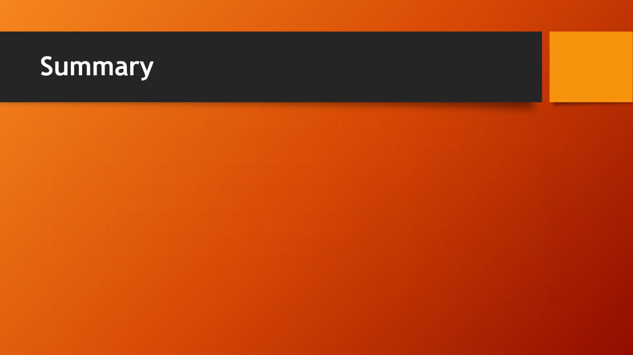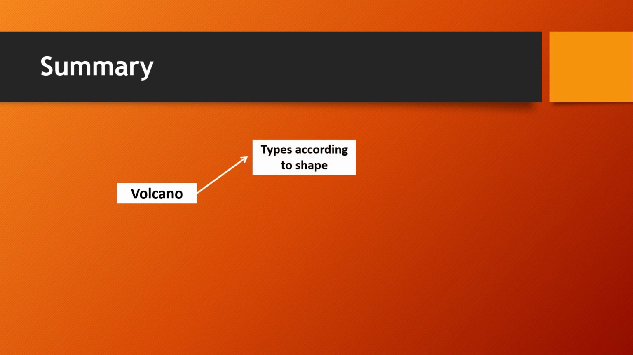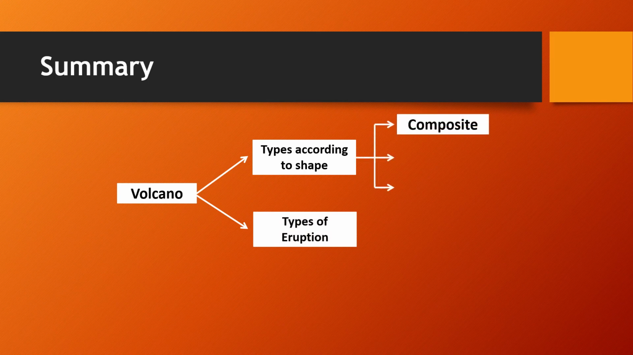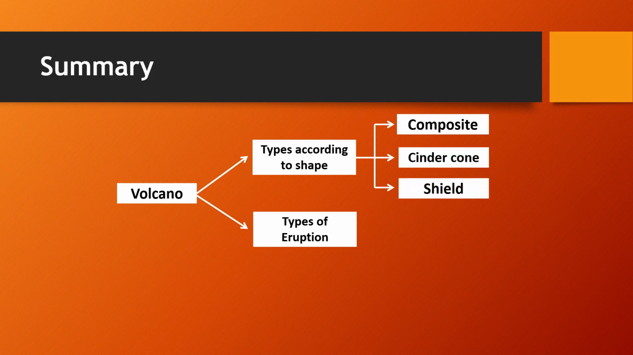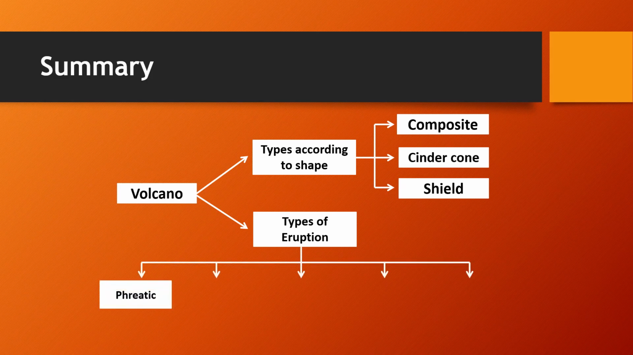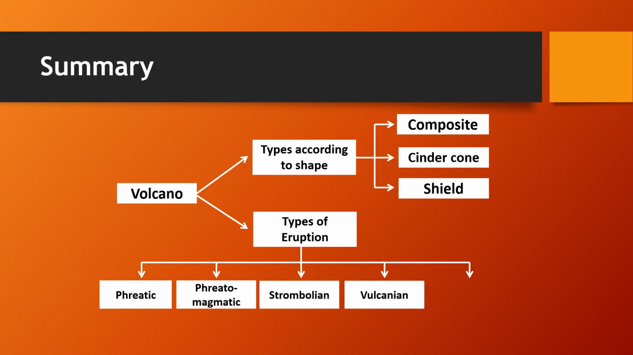Now let us summarize our lesson for today. Today we talked about volcanoes, and volcanoes can be categorized according to shape and types of eruption. According to shape, we have three: the composite, cinder cone, and the shield volcano. The types of volcano according to eruption are phreatic, phreatomagmatic, strombolian, volcanian, and plinian.